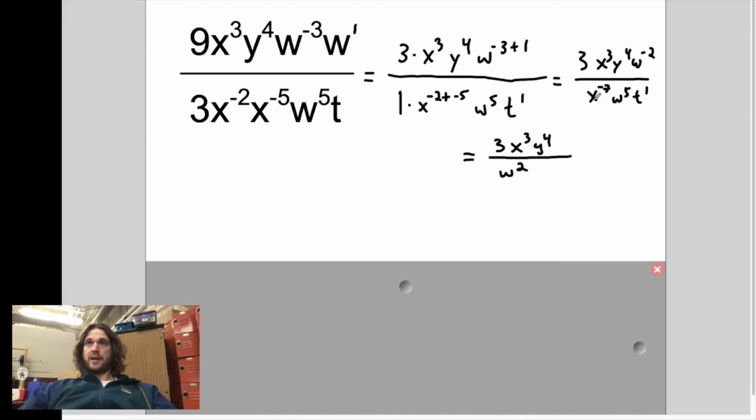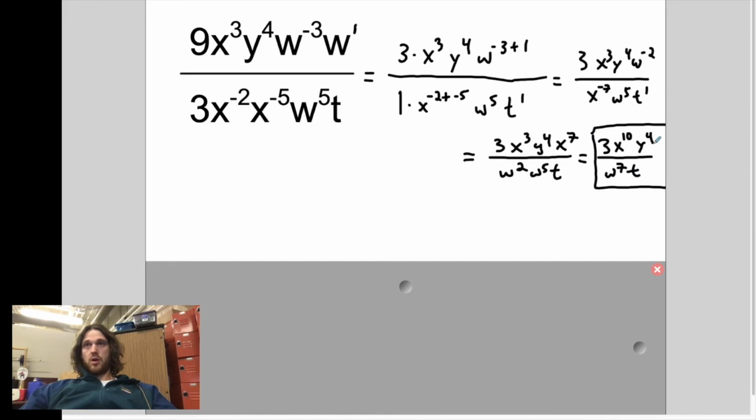Coming down to the bottom, x to the minus 7 is going to move up to the top and become positive. W to the 5th is going to stay where it's at because the exponent is positive. And t will also stay down there. Okay, and we're almost done. The last step here is we have our 3, and we have two x's in the top. X to the 3rd times x to the 7th is going to be x to the 10th, y to the 4th. And then in the bottom will be w to the 7th times t.